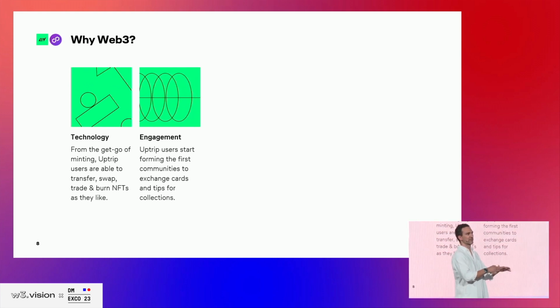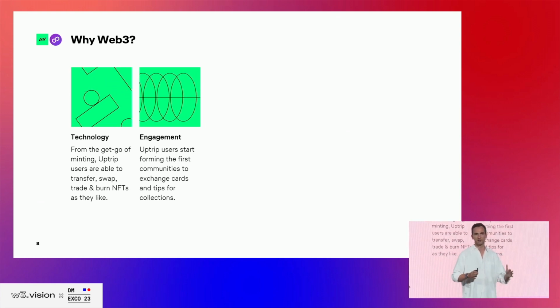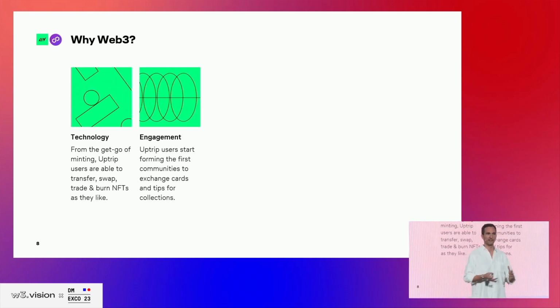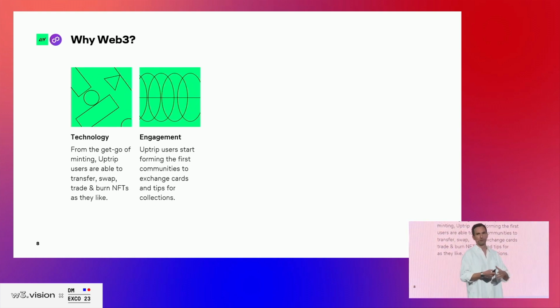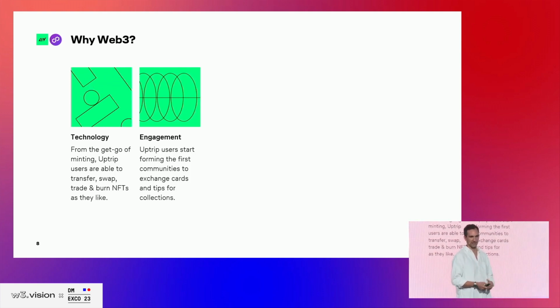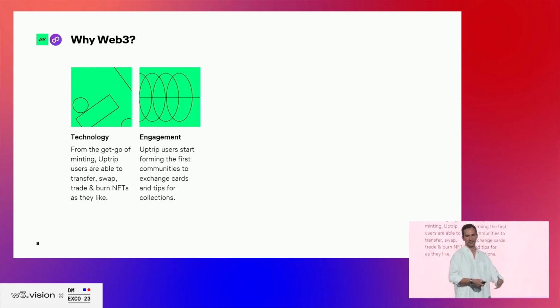And the beauty is this all happens without our knowledge or consent, because the user doesn't need us, right? You own the card. You can transfer it, trade it, sell it, whatever you like. Users could build up applications and websites for Uptrip trading card swapping, all without our knowledge, consent, or any technology we need to supply.